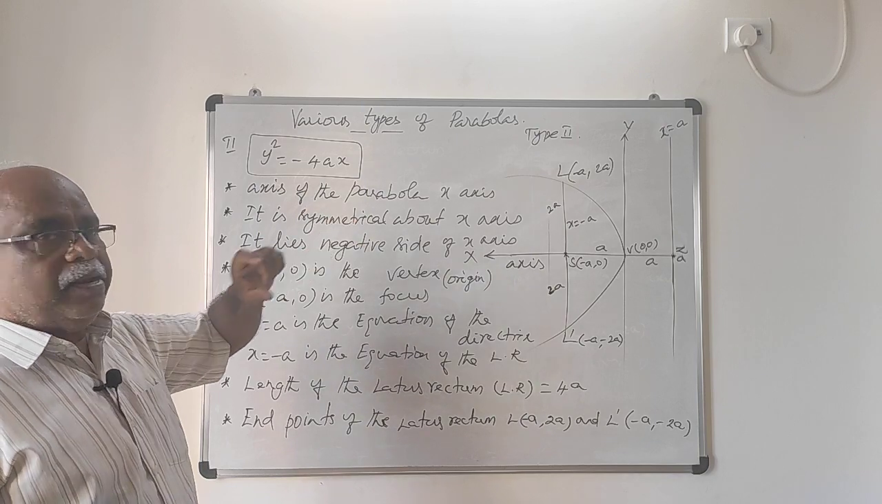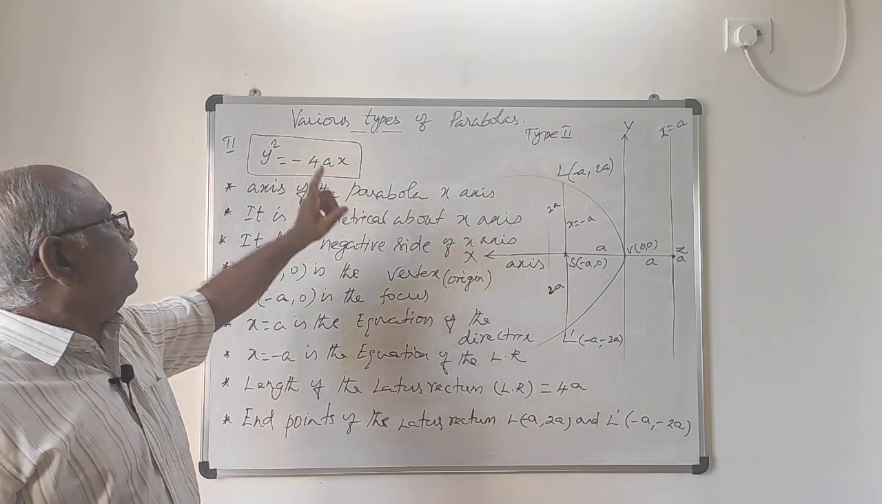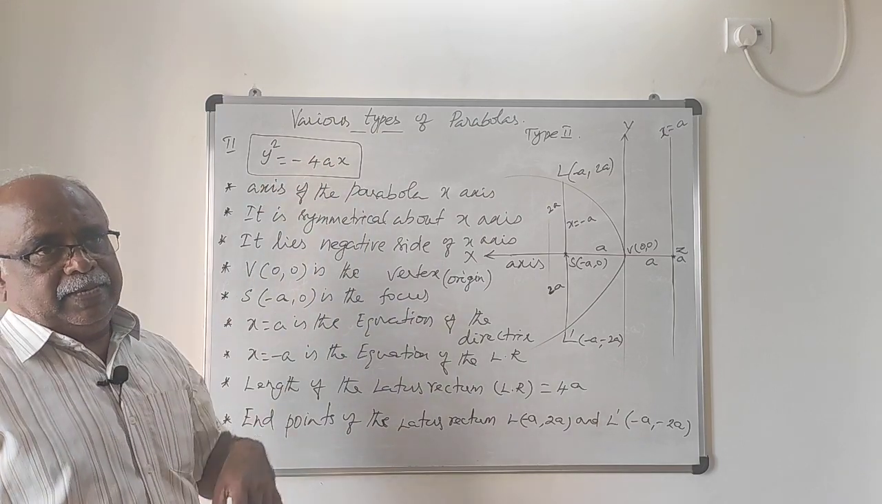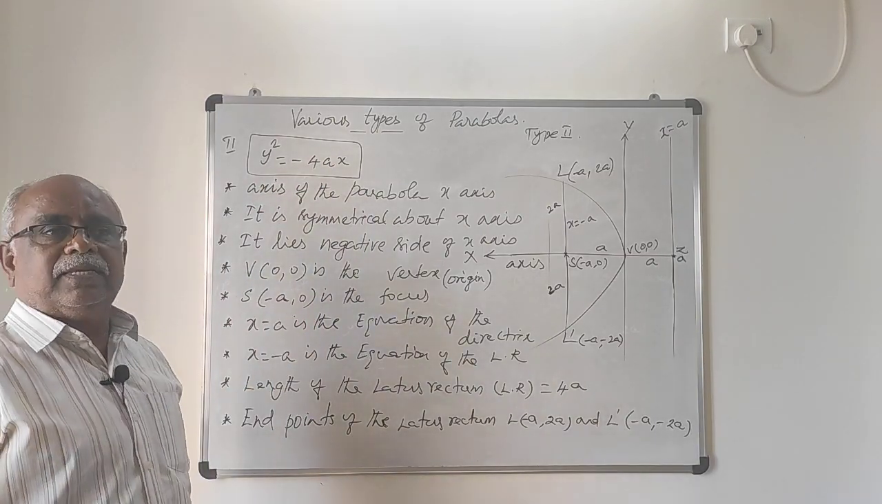In this video I discussed two types of parabola. One, y square equal to 4ax. Second one, y square equal to minus 4ax. The next two types of parabolas we will discuss in the next video.